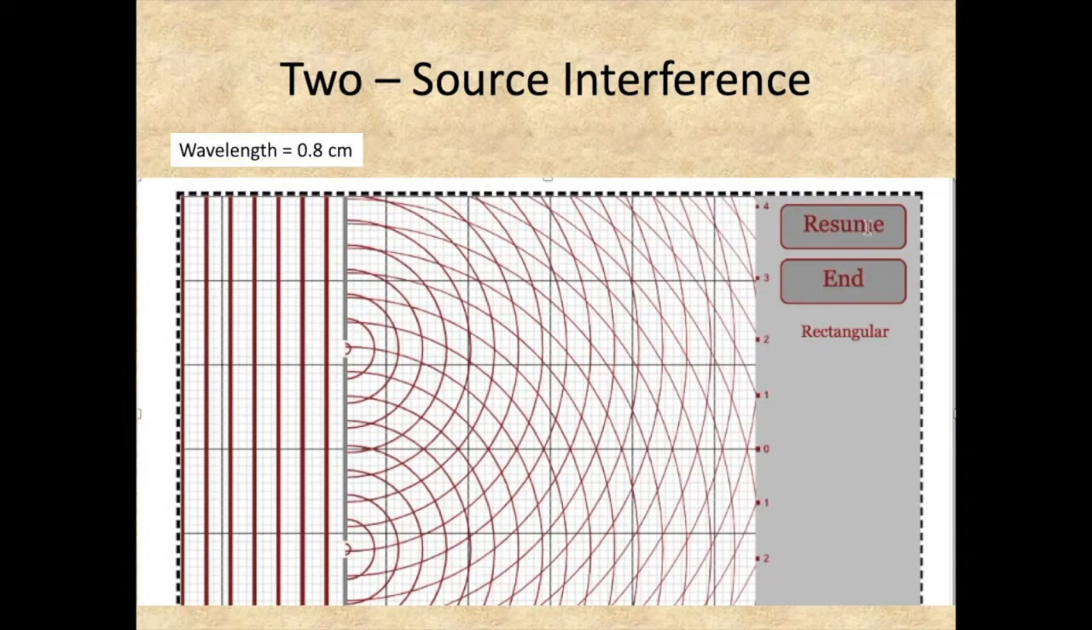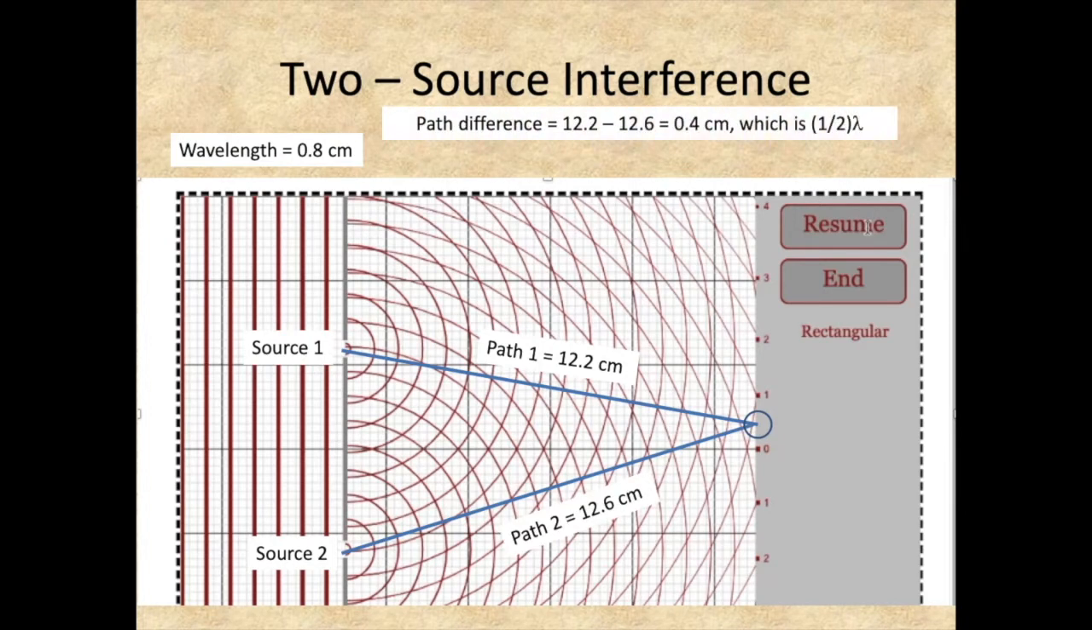Now let's take another point. Let's take that point right there, which is not labeled, but it's the midpoint between the central max and the first maximum. That is actually the first dark fringe. We'll do the same thing, measure its distance to the two sources, take the difference of those two distances, which now is 0.4 centimeters. Our wavelength is 0.8 centimeters. This path difference actually measures to be half lambda. For the first destructive interference, path difference is equal to half lambda.